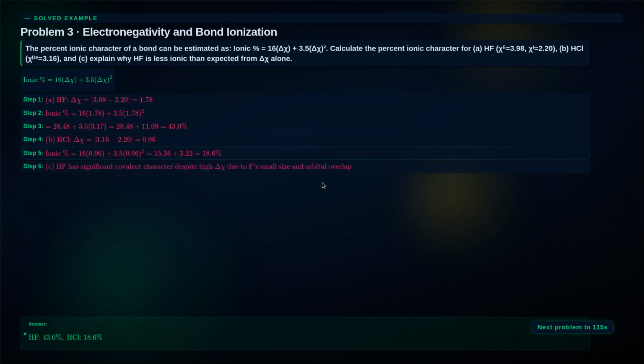Problem 3. Electronegativity and bond ionization. The percent ionic character of a bond can be estimated using a formula. Calculate the percent ionic character for hydrogen fluoride and hydrogen chloride. Then explain why hydrogen fluoride is less ionic than expected from the electronegativity difference alone. For hydrogen fluoride, the ionic character is 43%. For hydrogen chloride, it is 18.6%. Hydrogen fluoride has significant covalent character, despite the high electronegativity difference, because fluorine's small size allows excellent orbital overlap.